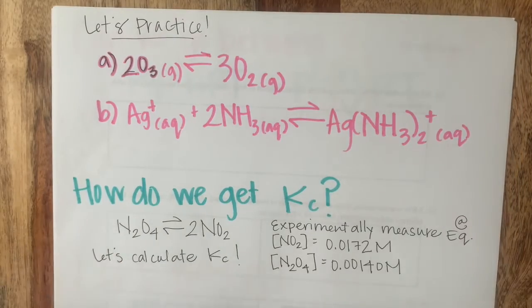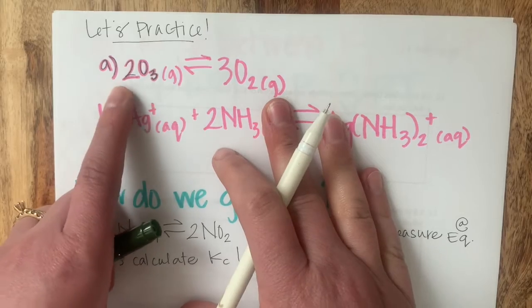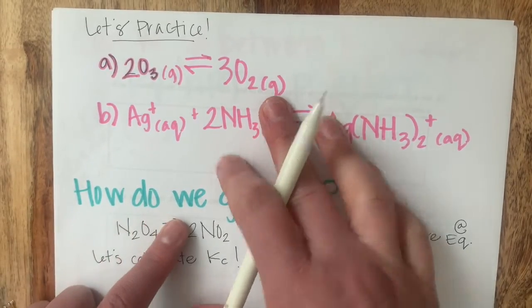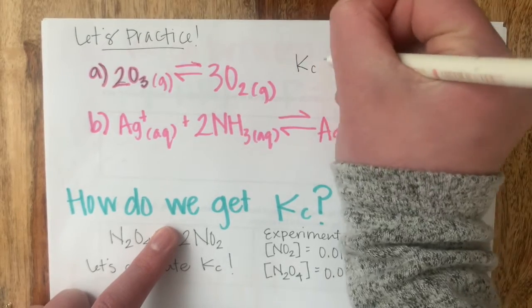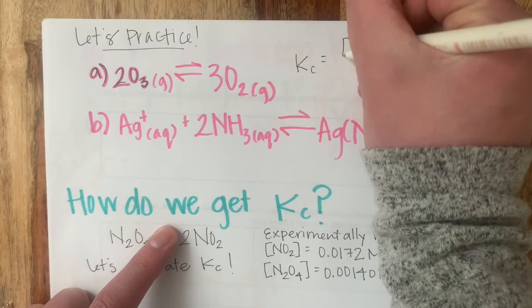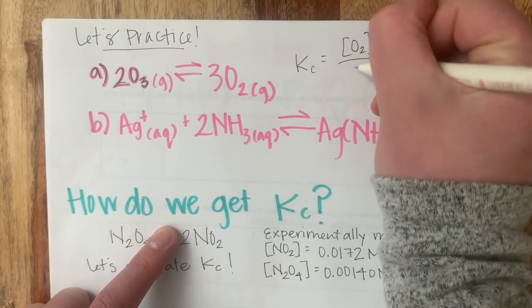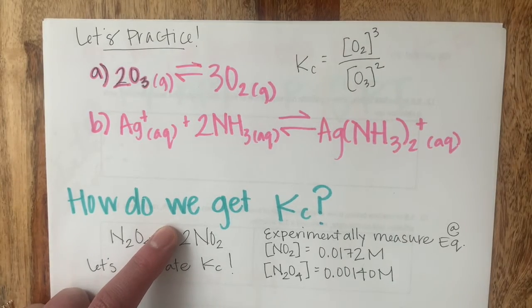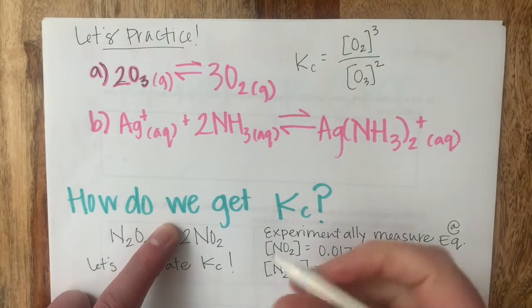So let's practice a few. I want you to go ahead and see what you can do with this problem. 2O3 becoming 3O2. Give it a shot. Okay, I hope that's what you got. Now let's try B.